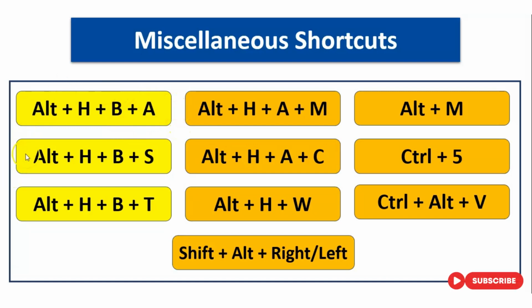Starting with our first set of shortcuts from the given list: Alt H, then B and then A; Alt H, then B and then S; Alt H, then B and then T. These three shortcuts are helpful when we want to format the borders of the selected cells. We will discuss each of them one by one in our Excel sheet. So let us move to our Excel sheet to understand these three Excel shortcuts.